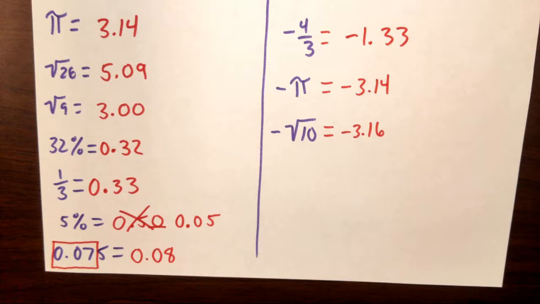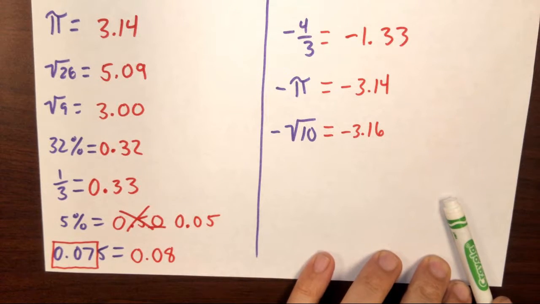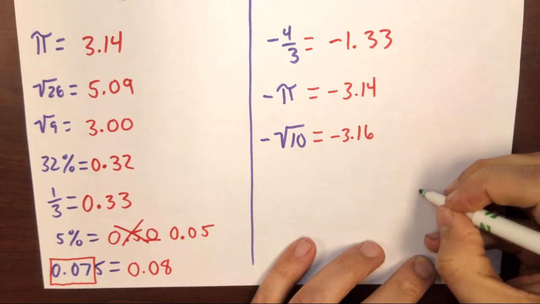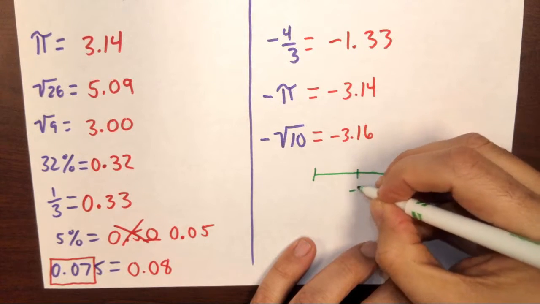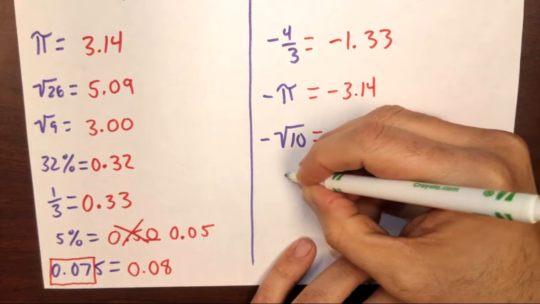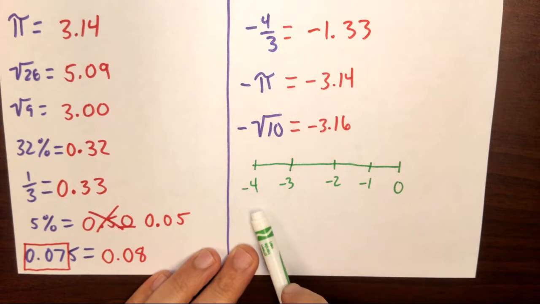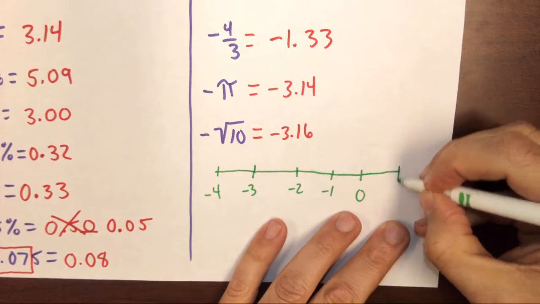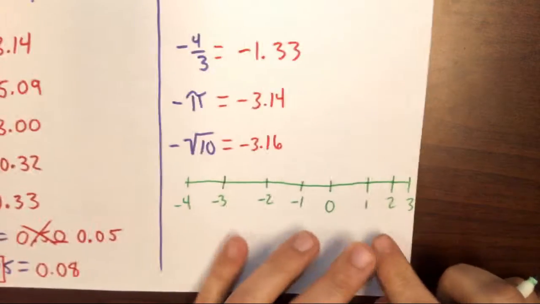Like I said, least to greatest. Start with the negative numbers first. Remember, in negative land, it's different. The bigger numbers are the smaller numbers. That's because the smaller the number is, the further away it is from 0. So here's 0, negative 1, negative 2, negative 3, negative 4. That's why negative 4 is smaller than negative 1, because it's further away from 0. That's why positive 4 is bigger than positive 1, because it's further away from 0.